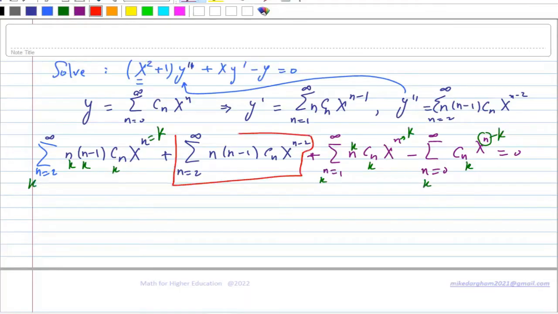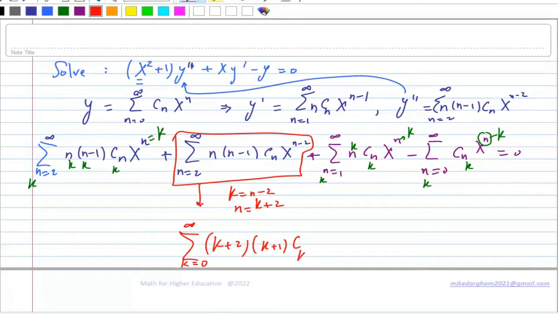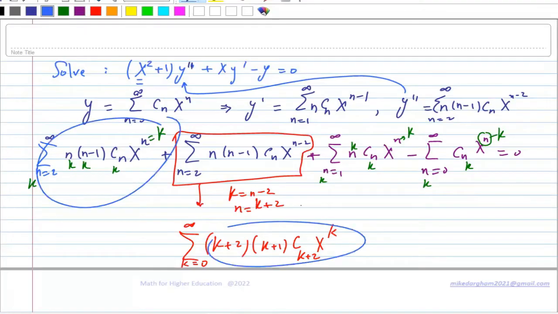When I say k is the exponent, k is n minus 2 now. How much is n? It will be k plus 2. Good. Now you replace it in the sigma. The sigma changes to n starting from 2, so k would be 0; k equals 0 to infinity. Now n is k plus 2, and when you subtract the 1, you get k plus 1. And c_n means c_{k+2}, and x to the power k matched. Now all those are in x to the k.